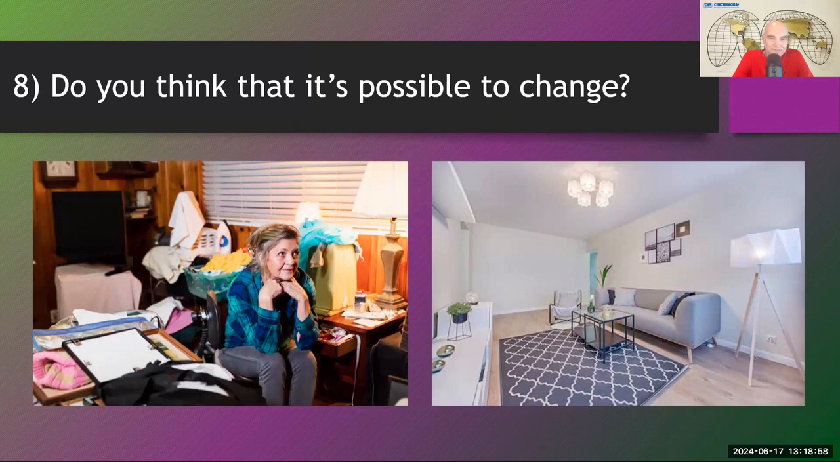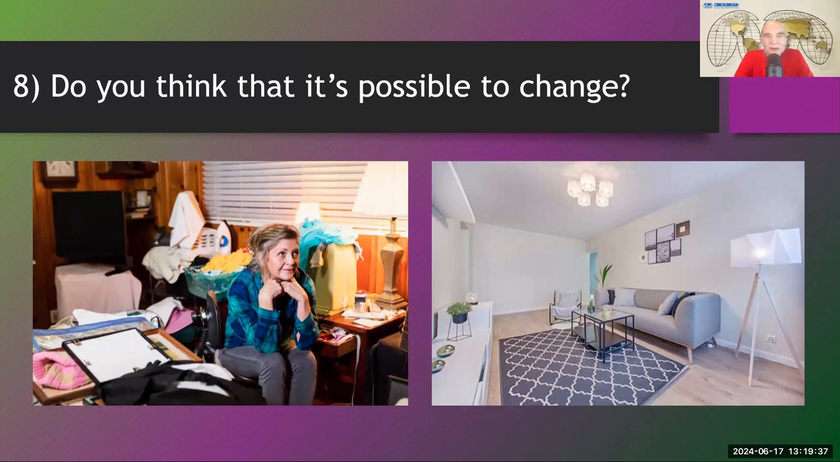But in our context here, I think we're talking more specifically about, do you think that it's possible to change habits or to get rid of habits that have been with you for a long time, or to form new habits that you've never done before? Like this person here, it looks like this person is a messy person, or she has been a messy person for a long time, and suddenly, wow, now we have a nice, neat, tidy room here.